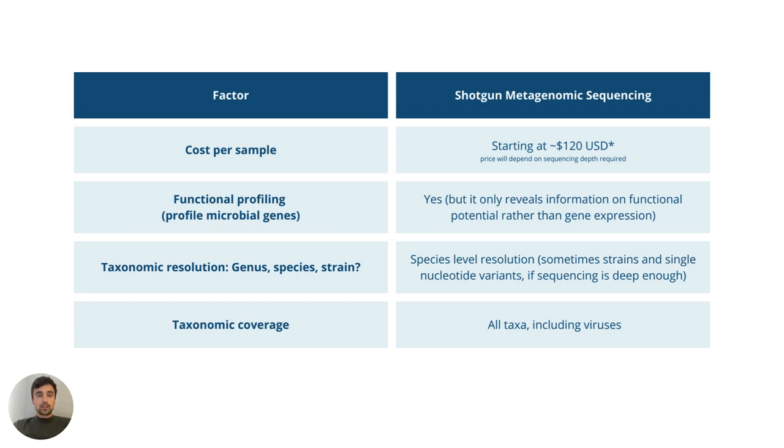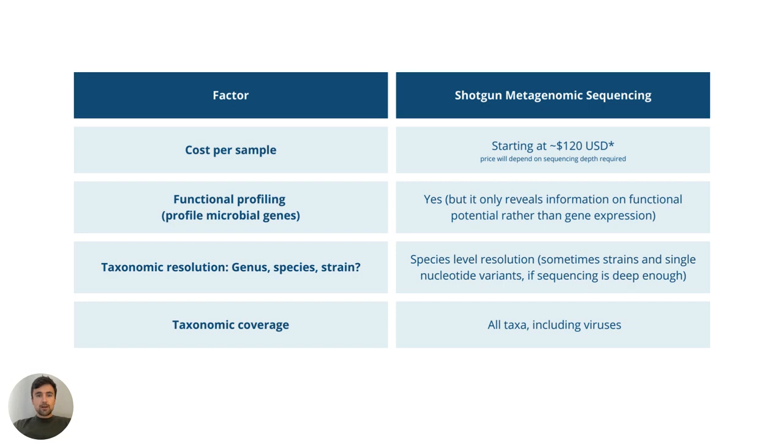The next consideration is functional profiling. Shotgun sequencing can reveal functional potential by profiling microbial genes. The requirement for functional profiling will determine whether you conduct shotgun metagenomic sequencing or simpler, cheaper amplicon sequencing. So it's important to consider whether you need to know about microbial genes, and if so, at what depth.